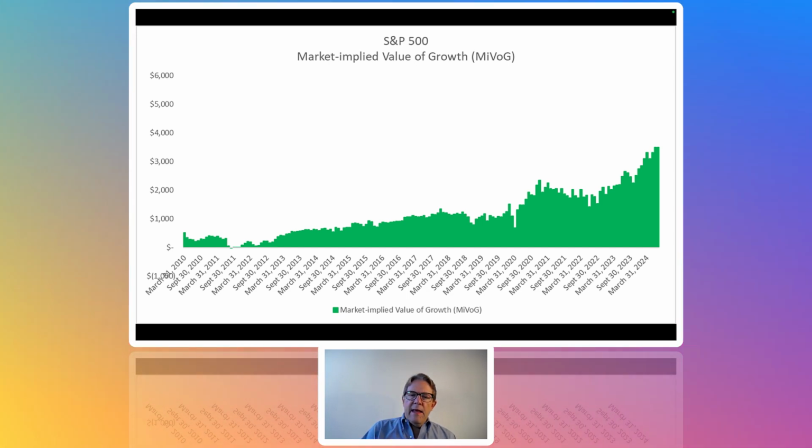And you can see that this is kind of cool. Back in '11 and '12, you were paying nothing for growth, which is pretty amazing. And you can see now we're paying a lot for growth. So the world's really changed in the last 10 or 12 years. At one point, we paid almost nothing for growth, and now we're paying a lot for growth. Now, the question, of course, is how much is a lot?